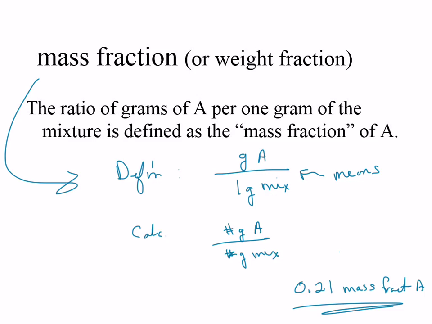Component A, yeah. So if you have a mixture of trash and it weighs 10 pounds, and 1 pound of it is pop cans, the fraction would be 1/10. Yep. Okay. And then what would the percent be?